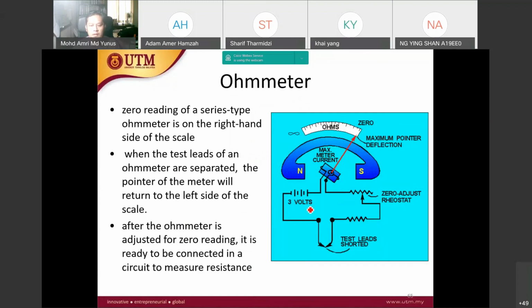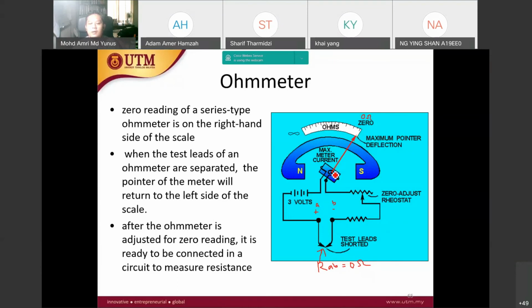This is similar to what I have explained. When we short circuit here, let's say this is the terminal where we put the unknown resistor, RAB is equivalent to 0 ohm. When this is 0 ohm, we expect the current that flows to be full scale deflection, and here we set 0 ohm.